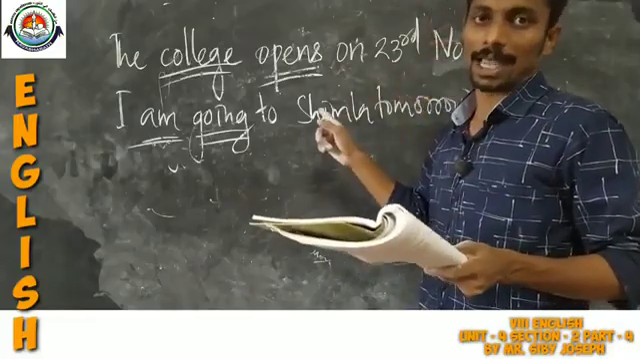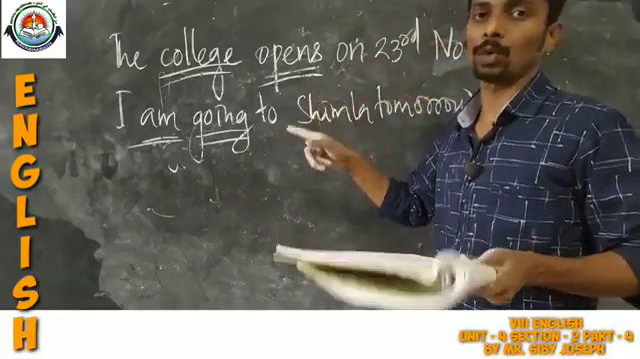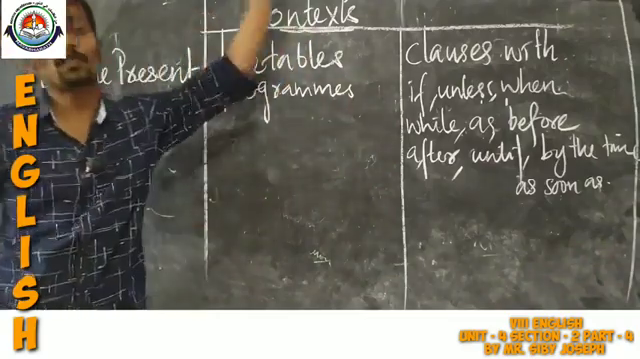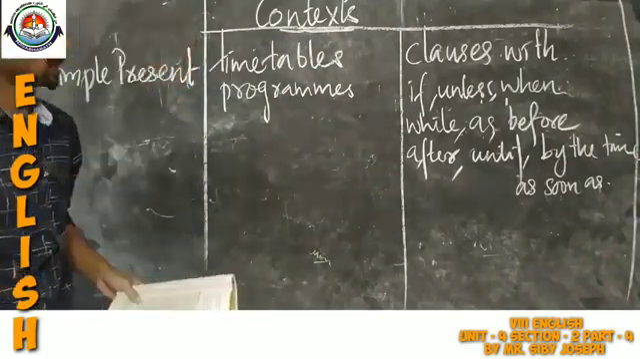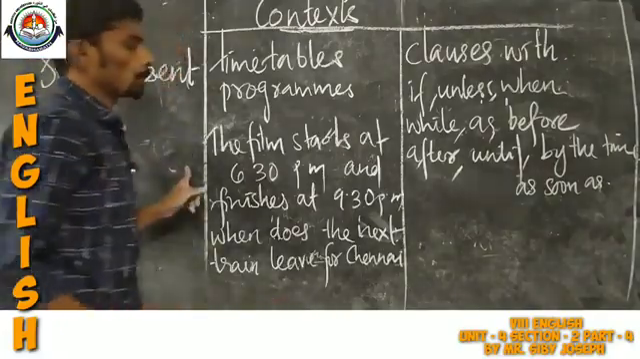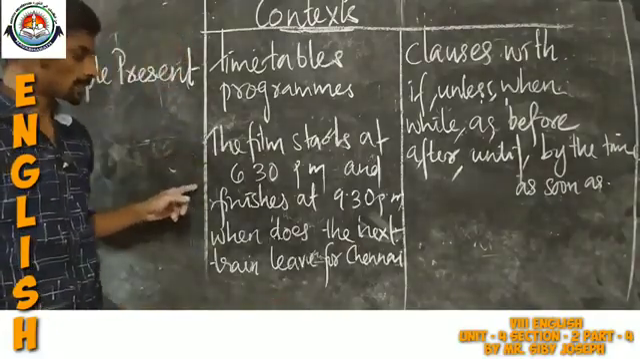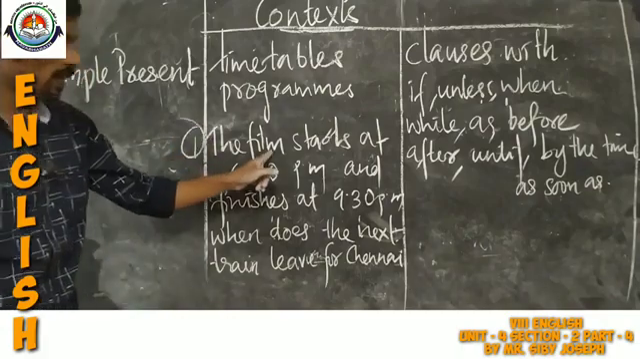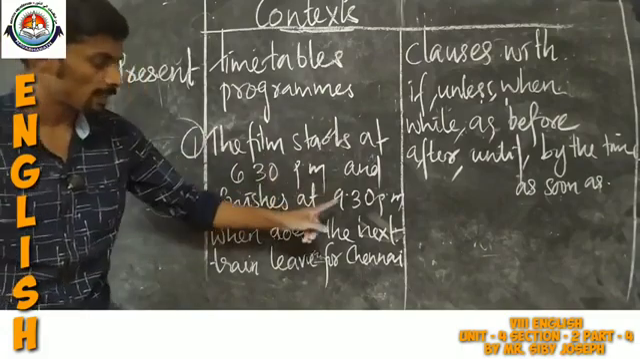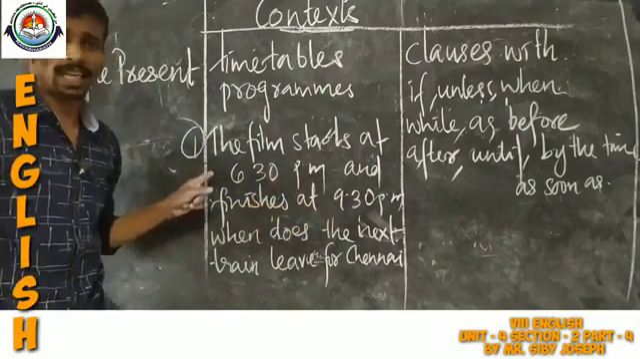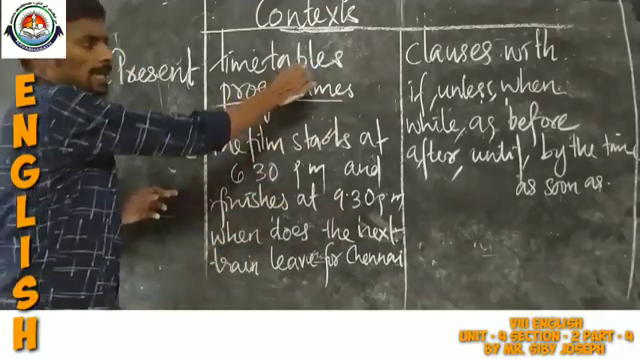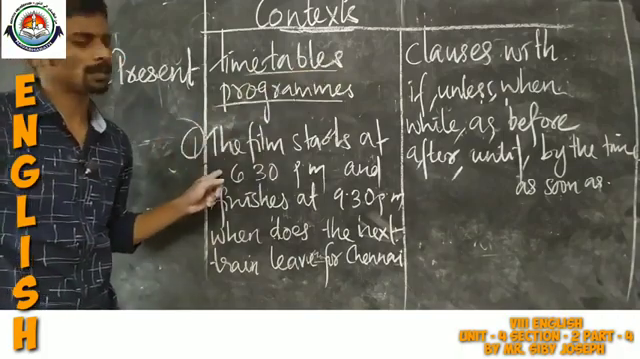Now please look at the examples which I am going to write now. So these are the contexts where we are allowed to use simple present with a future meaning. Now please have a look at these examples. First one: the film starts at 6:30 p.m. and finishes at 9:30 p.m. Here it is spoken about a program, or we can say it is about a timetable.